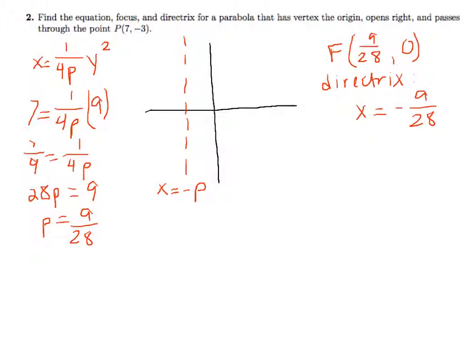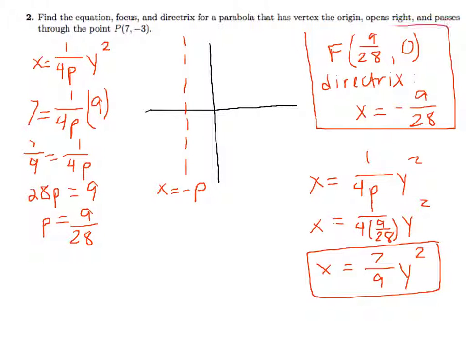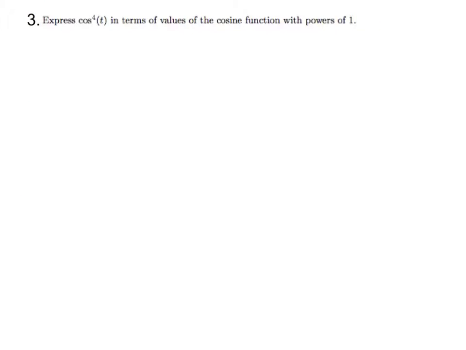And now that we know p, we can find our equation for this parabola. And that is x equals 1 divided by 4p y squared. So x equals 1 over 4 times 9/28 y squared, or x equals 7/9 y squared. So this is our equation. We have our focus and directrix, and we know the graph will open to the right at the origin, and the focus is p distance away from the origin, so focus is (p, 0). And there's our graph.